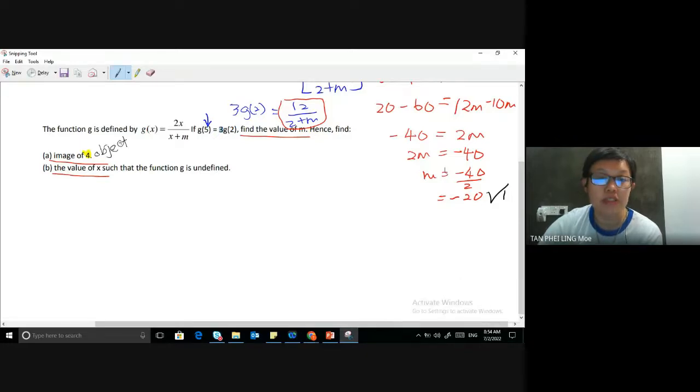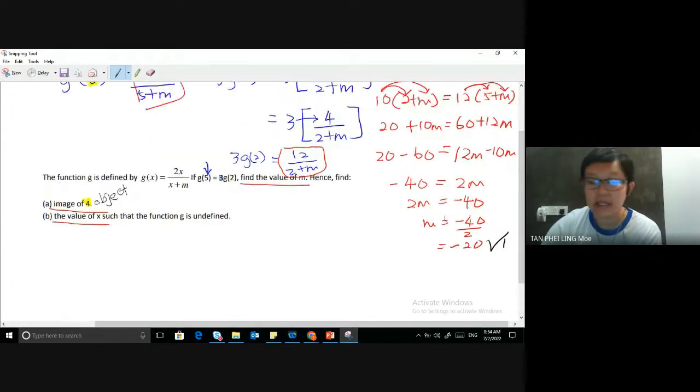Right? So this 4 is the object. In your mind, you should already have this picture, everybody. You have your x, and under the function g, it is mapped to g(x), where g(x) is 2x over x minus 20. Is it okay? So this is what you should have in your mind now.